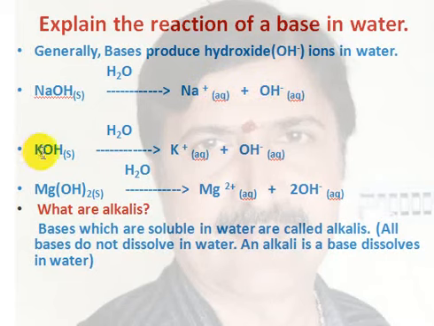Similarly, when you add KOH, potassium hydroxide, a base, to water, ionization or dissociation takes place and K+ ions and OH minus ions are produced. Similarly, when you add magnesium hydroxide to water, again dissociation, or ionization, takes place and ions are produced.